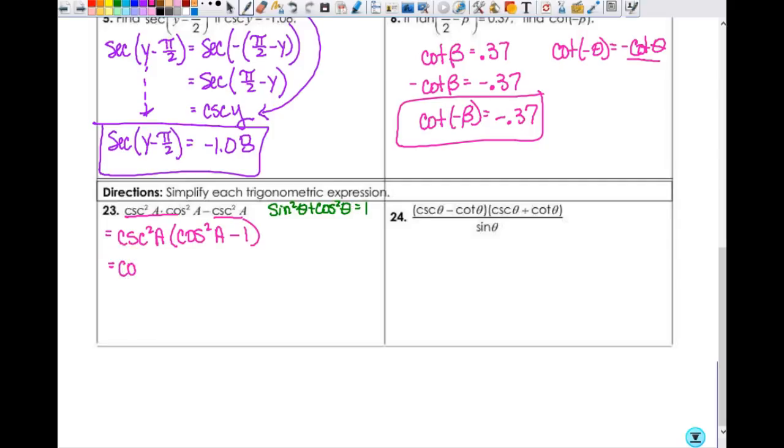Oops. So we get, see, I just wrote the wrong thing. So I'm going to have cosecant squared A times, now this right here would get replaced with negative sine squared, because once I move the 1 over here, I'd have to move that over there. It's going to be negative sine squared A. Right? Well, cosecant and sine are reciprocals of each other. So cosecant squared times sine squared is 1, and this is negative, so I just have a negative 1 in the end.